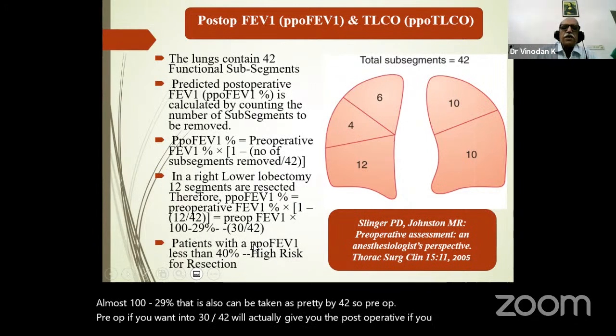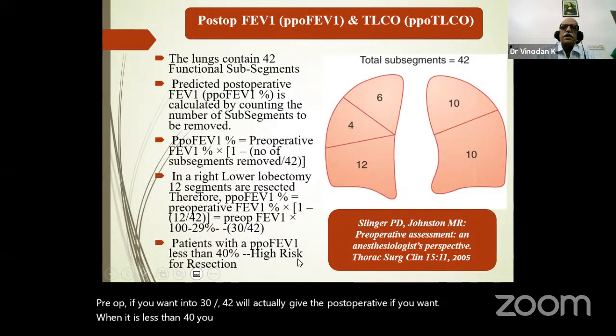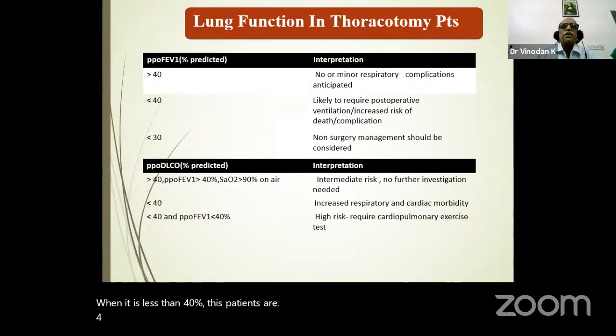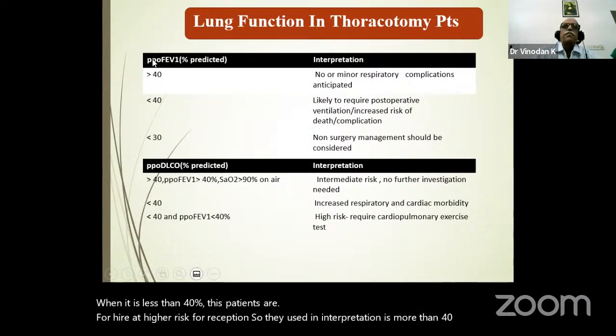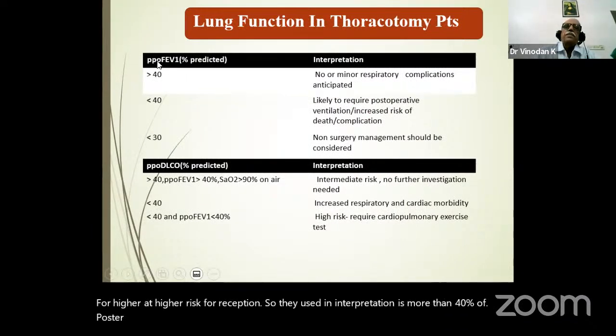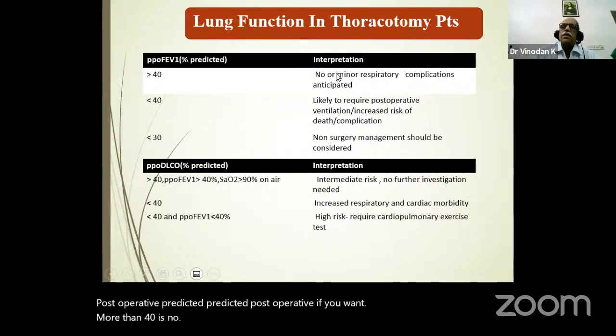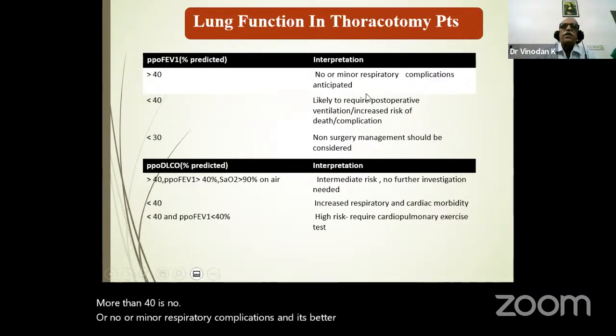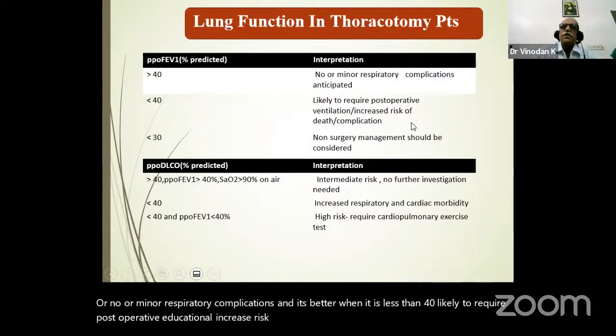When it is less than 40%, you know these patients are at high risk for resection. So the usual interpretation is: if the predicted post-operative FEV1 is more than 40%, no or minor respiratory complications are anticipated. When it is less than 40, likely to require post-operative ventilation, or there is increased risk of death or complication.